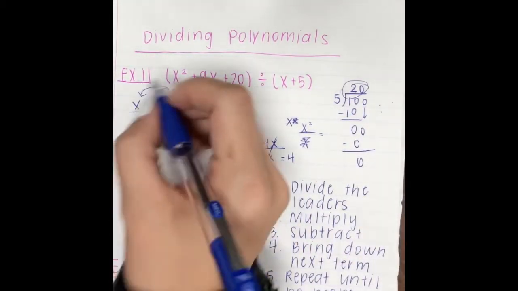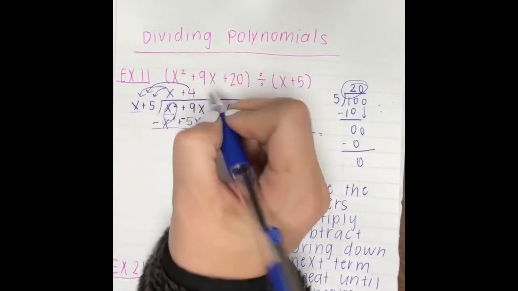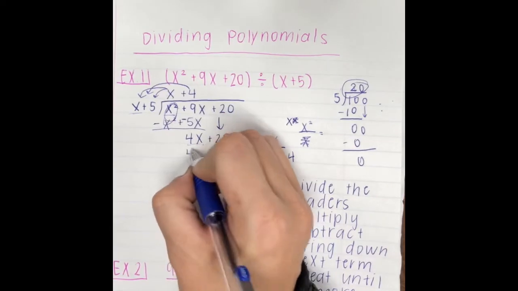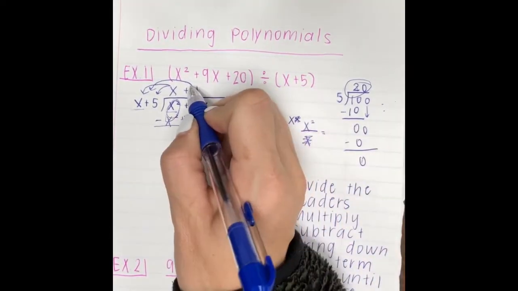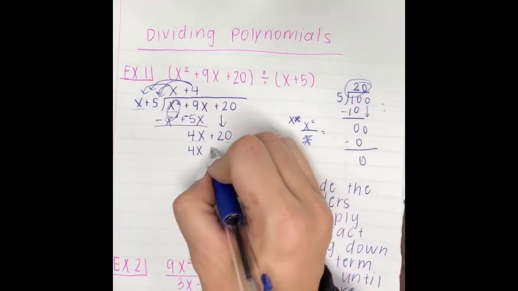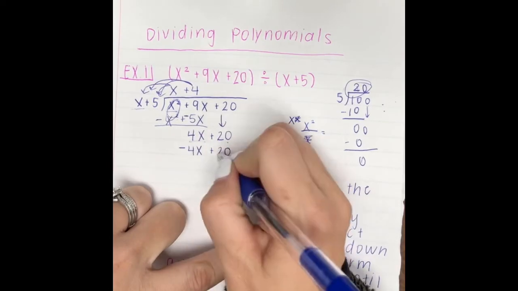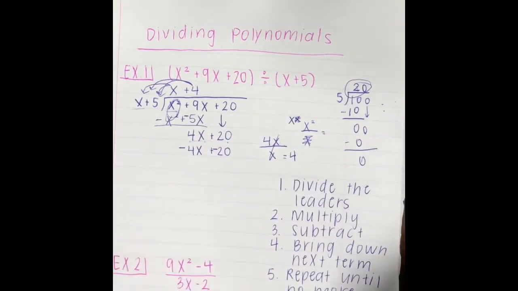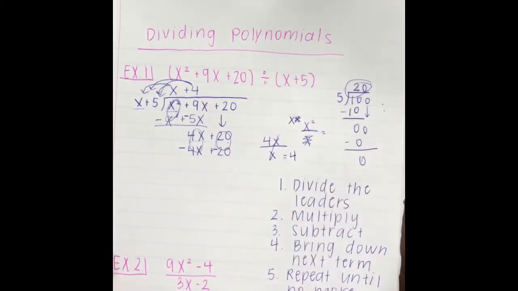And then I'm going to multiply. So then I'm going to do the same thing with 4 that I did with x. So 4 times x gives me a 4x, which is good. We got the same thing. And then 4 times 5 is a positive 20. So then if we subtract both terms, we're changing the sign of both. 4x minus 4x is 0. 20 minus 20 is 0. Okay. We don't have anything else to bring down, so we're done.